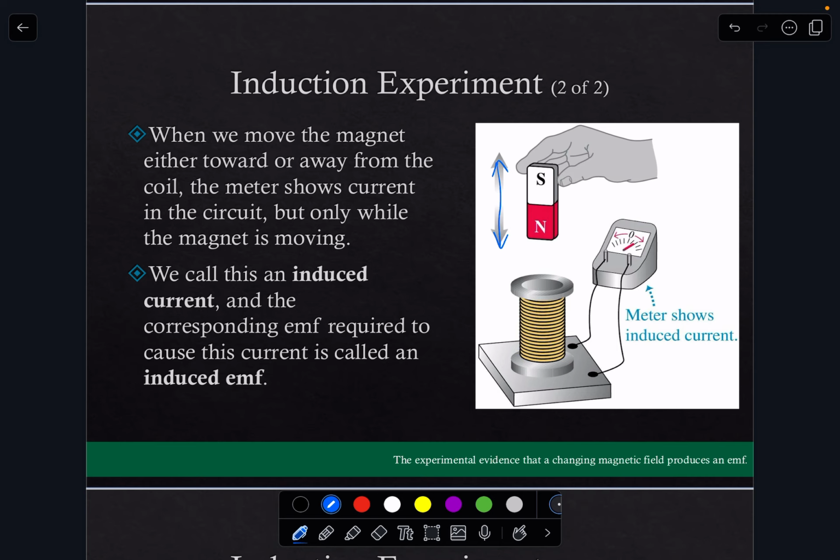So this current that appears is called an induced current, okay? And then the corresponding EMF or voltage required to cause this current is called the induced EMF. And so that's magnetic induction, okay? We're waving around a magnetic field and getting a current out of it.